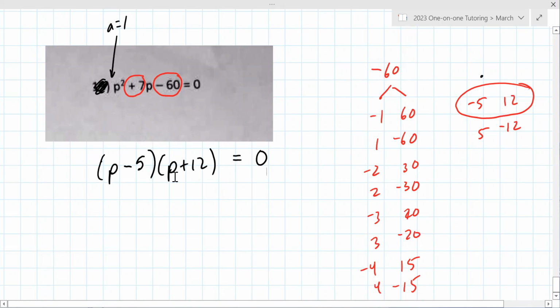Like we're down to 2 binomials that equal 0. How do you solve them? How do you get the value for each of them? What do you do to each of these? Set them equal to 0. Yeah. Set them both. Yes.